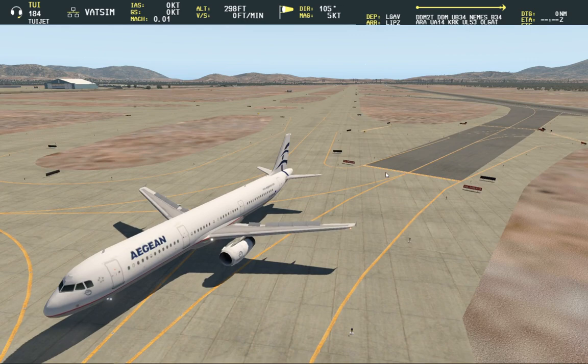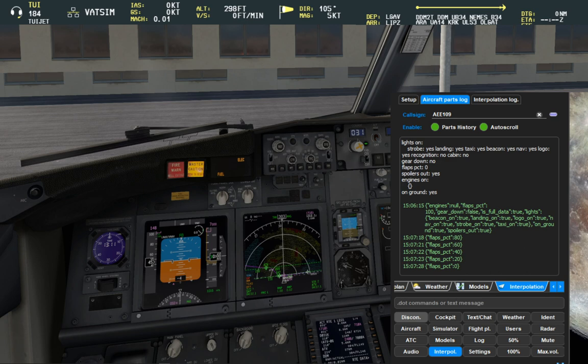Let's have a look, we can see here in the client. Olympic 210, push and start approved, face east, QNH 1016. So this guy is... push start approved, face east, QNH 1016. Gear down Olympic faults. Yeah. So, Swift is just doing what it's supposed to do.